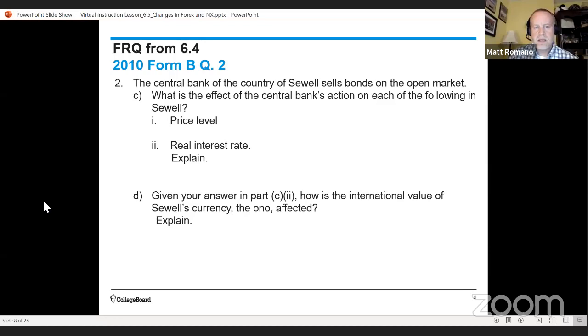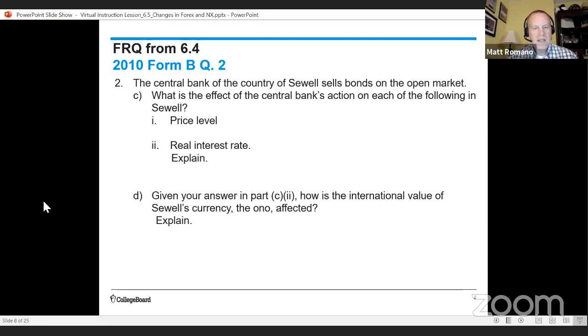Part C, again, keeping in mind that they sold bonds on the open market. It was a contractionary policy. We've already addressed that there's now going to be a decrease in money supply, increase in interest rate. What's the effect of the central bank's action on each of the following in Sewell? Price level, real interest rate. Of course, we have to explain that.